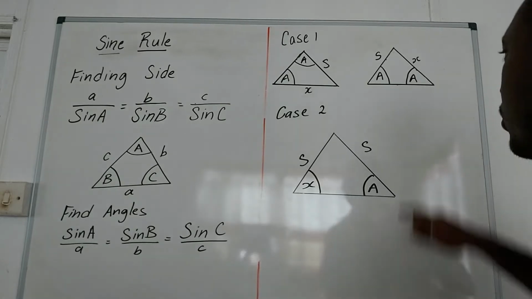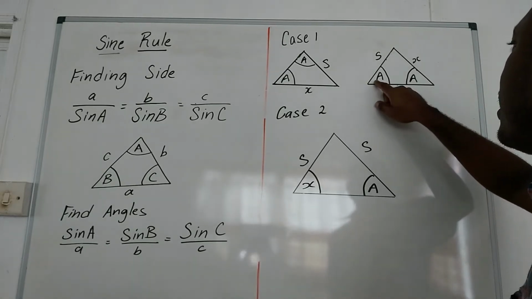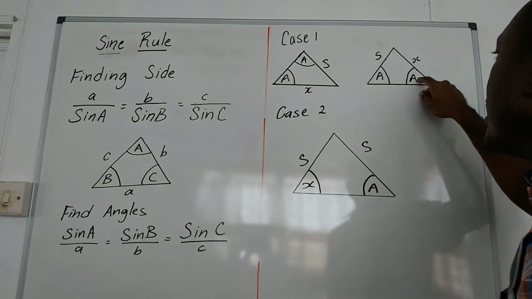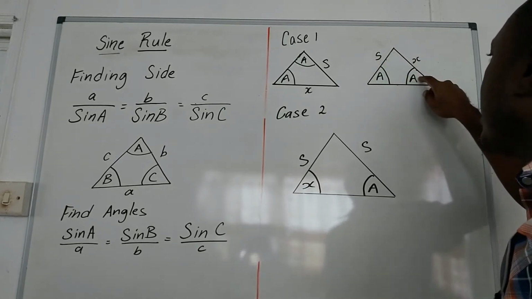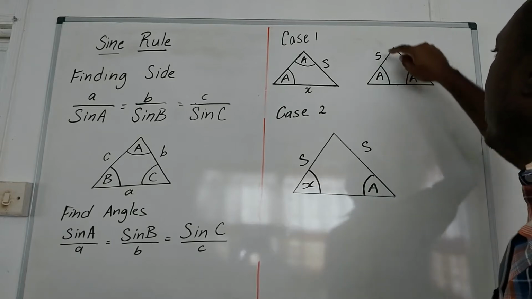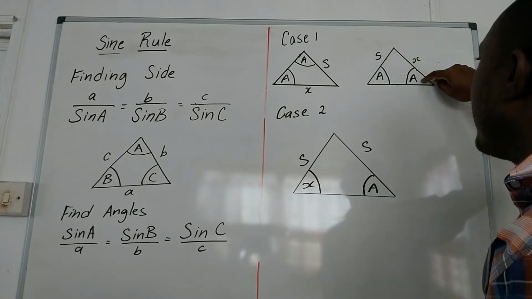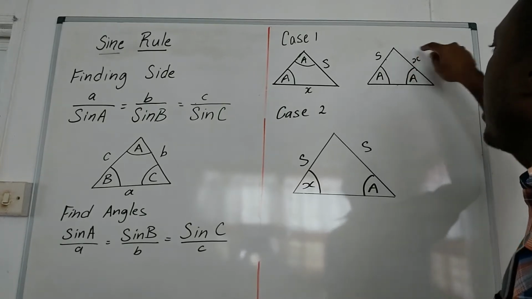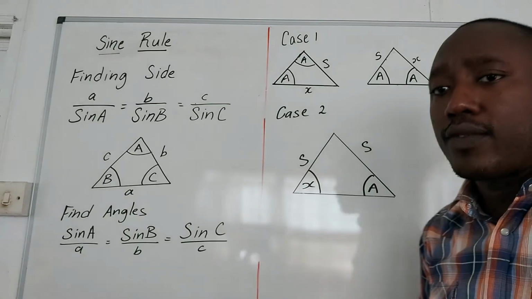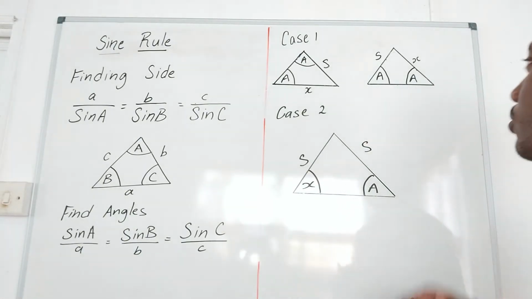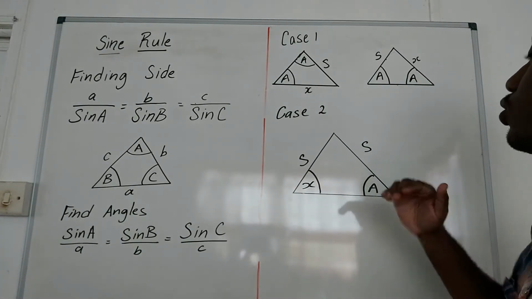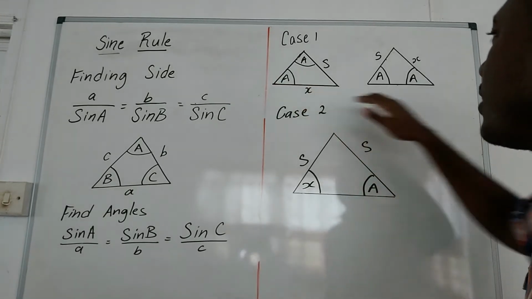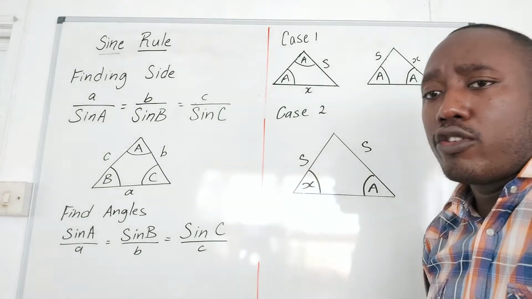Or we could have a side, an angle, a side, and another angle. Angle, side, angle. So here we have a given side and a given angle, and we need the side opposite it. This is the case where, when we're given two angles and a side, to find an unknown side, we can use the sine rule.